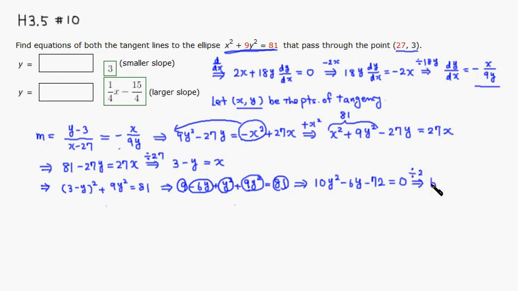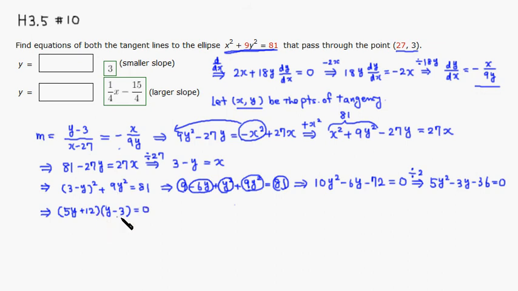So you have 5y squared minus 3y minus 36 equals 0. All right. Then we're going to factor that out. So you can factor it out as the quantity 5y plus 12 times y minus 3 equals 0. Would that work?